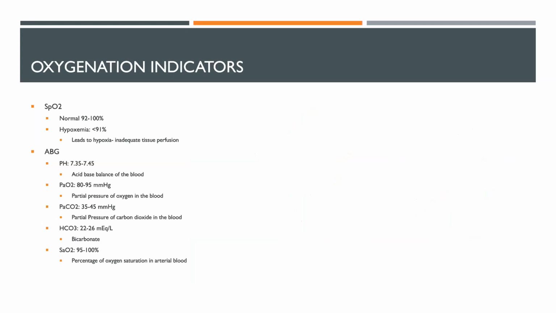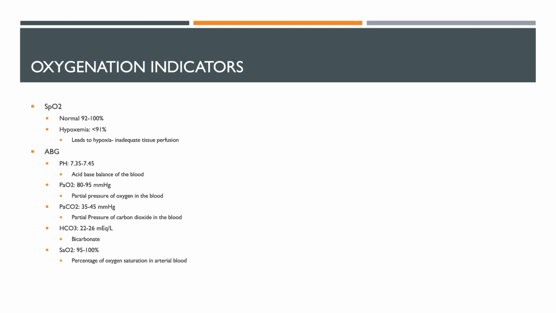When we look at oxygenation, we look at a couple of things to see if our bodies are well oxygenated. The 2 measurements that we usually rely on are our SpO2, which we can get from a pulse oximetry reading. Normally, we would anticipate 92 to 100%. 91 or lower would be considered hypoxemia. Hypoxemia is when there's not enough oxygen in the blood. When there's not enough oxygen in the blood, we can't engage in adequate tissue perfusion, and this leads to organ hypoxia.